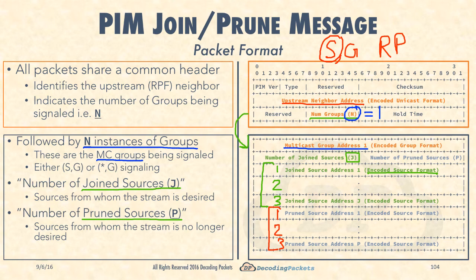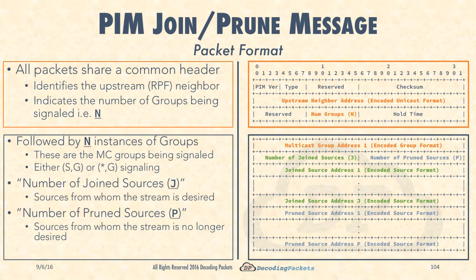So really, when you break it down, there are N number of groups, and for each one of those groups, there may be up to J number of sources and P number of prunes. And then you keep on reading the fields as normal. So that is how this message is really quite scalable.